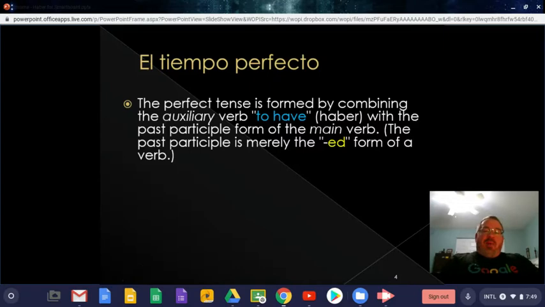What is the perfect tense? Well, it's taking the verb haber, which really means to have. It's an auxiliary verb, and adding to it a main verb that in many cases, in English, ends with -ed. So I could say, I have lived. We have the verb to live. I could say, I lived. I lived on that street for 5 years. Or I could say, I have lived in Potsdam for 5 years.